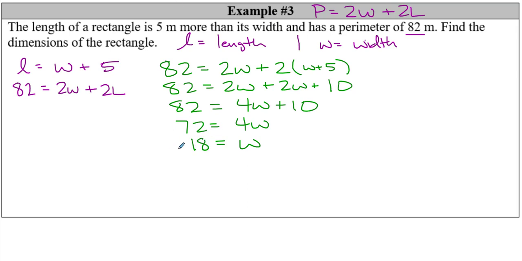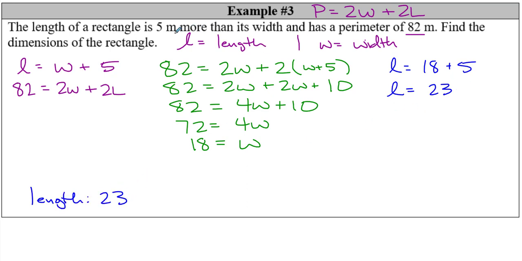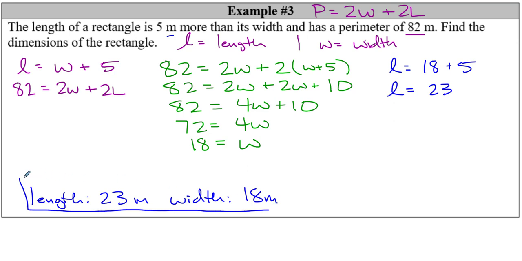All right, very good. Now we can plug this 18 in for W. So for our length, we get 18 plus 5, and that is going to give me 23. So my length is 23, and what's our unit of measurement? Meters, so 23 meters. And my width is 18 meters. All right, pretty painless. All it takes is understanding how to set it up. The arithmetic was quite easy.